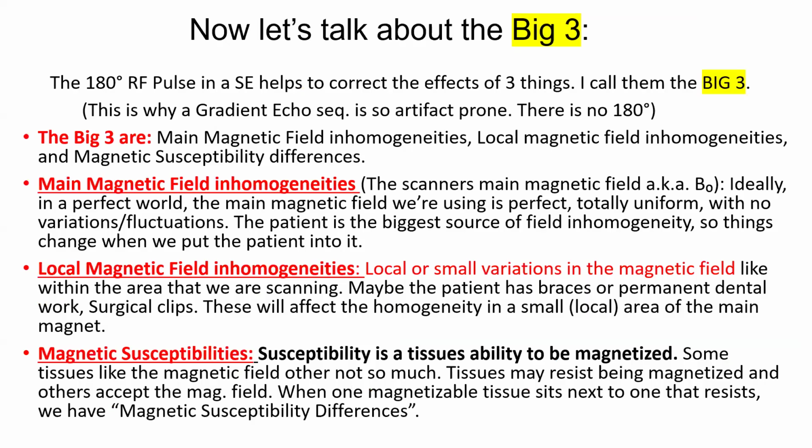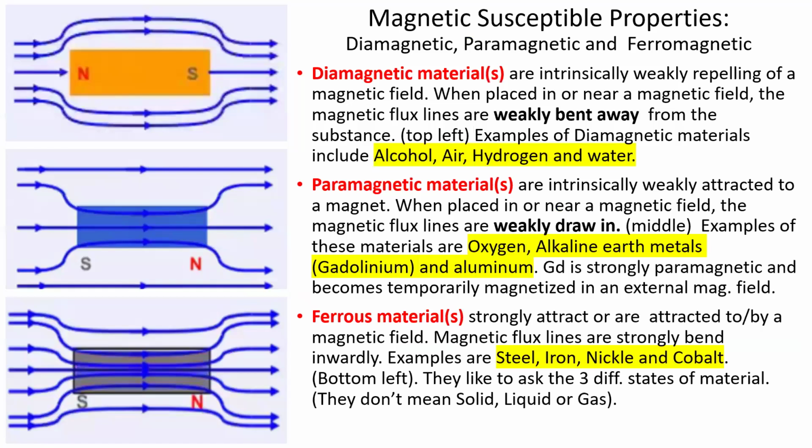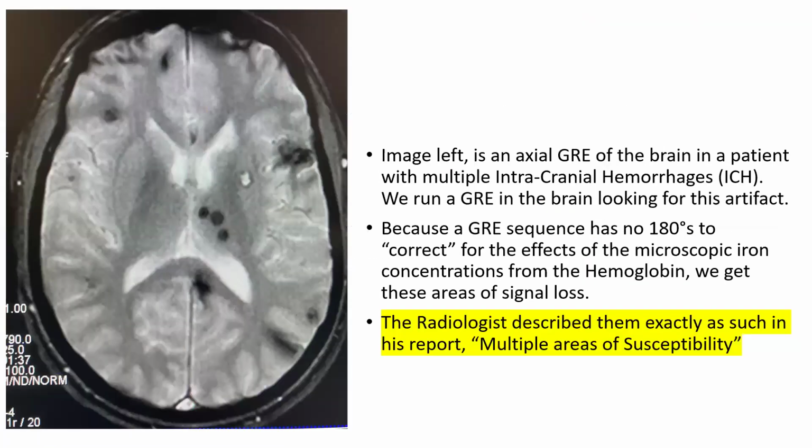All right, I want to keep on going here. Magnetic susceptibility. Here is an image with magnetic susceptibility. This is old hemorrhage. This is the super paramagnetic stuff that I was talking about last night. This is susceptibility artifact.